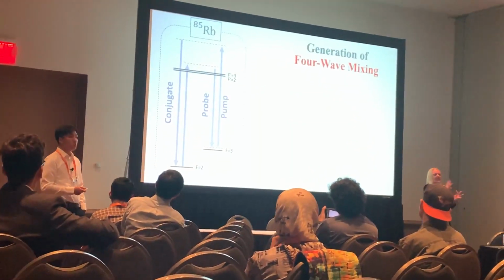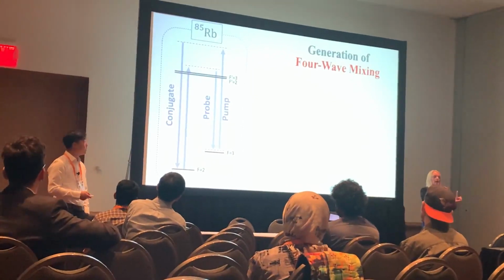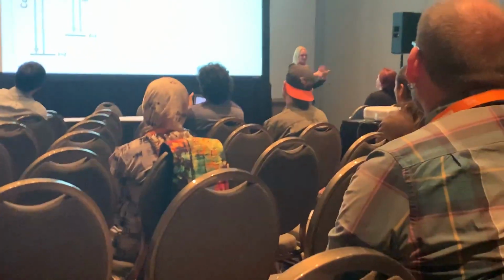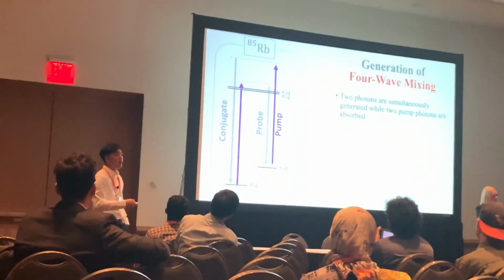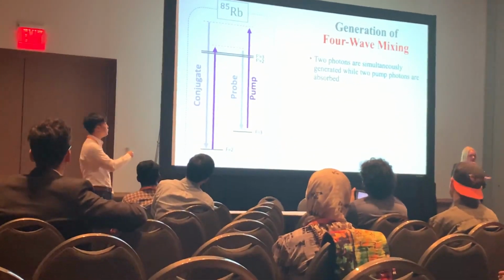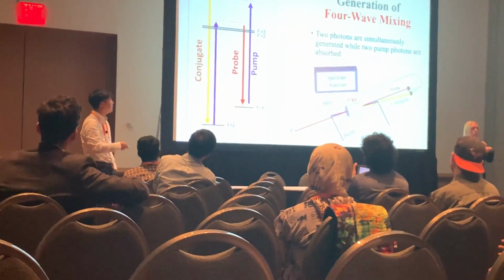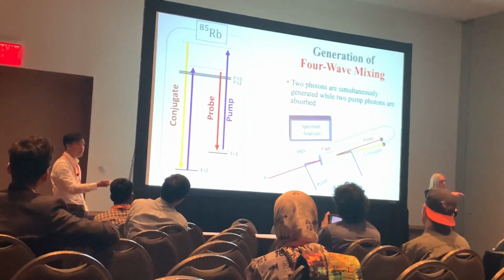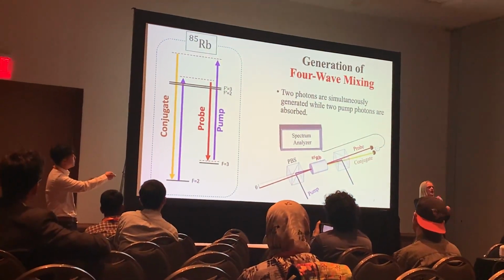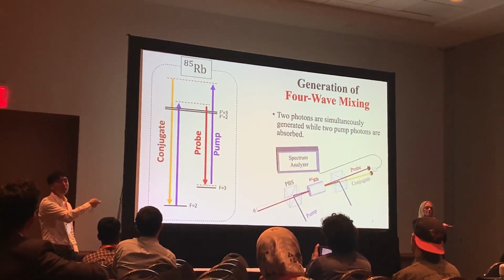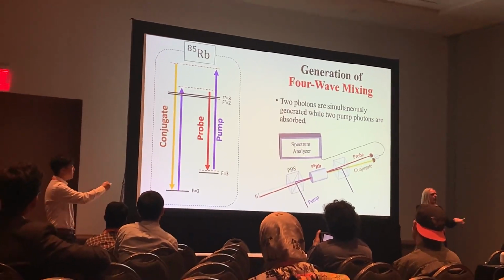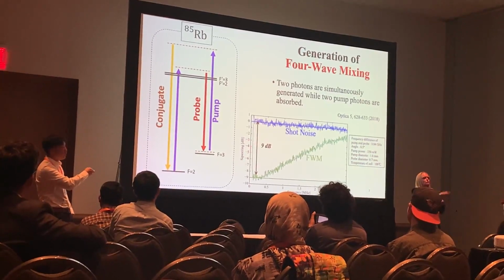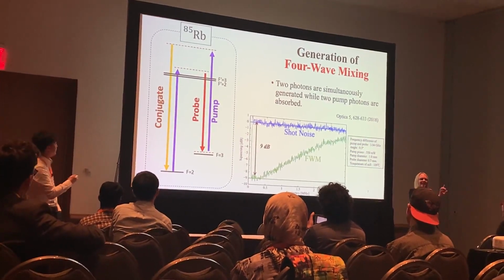For generating the two-mode squeezed state, we're using the four-wave mixing process. Four-wave mixing is a nonlinear process involving four photons. First, two photons get absorbed, and simultaneously a probe and a conjugate are generated at the same time. This is the experimental setup. You can see the probe and conjugate are generated simultaneously at the photon level. So when you measure intensity fluctuation, they are correlated, and when you look at the noise, you will see that it's below the shot noise. Our lab can generate about 9 dB of squeezing in the resonant case.